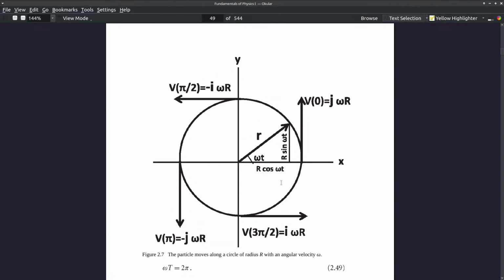Here's omega t going around with the radius r at an angular velocity omega. So they're just kind of showing the way. This is a great description of angular velocity and what that specifically means.